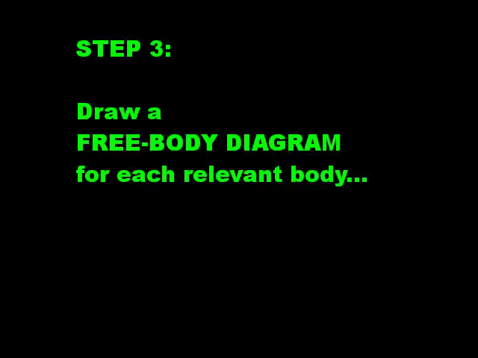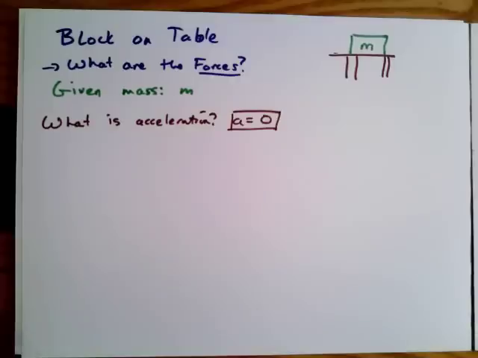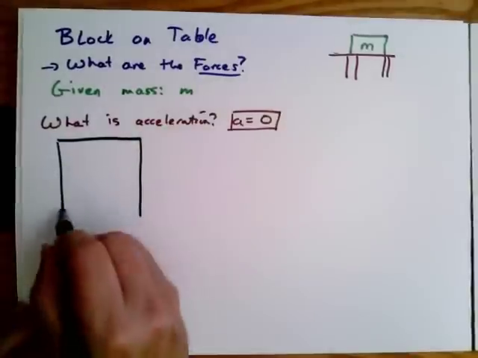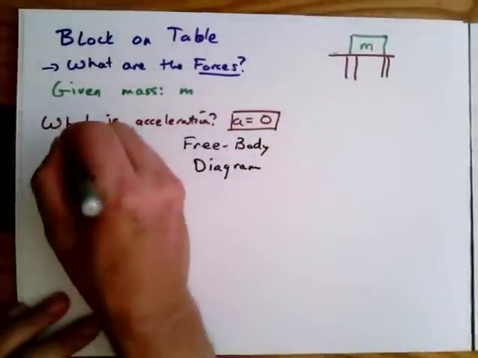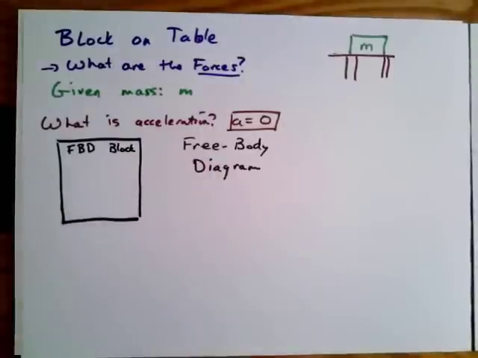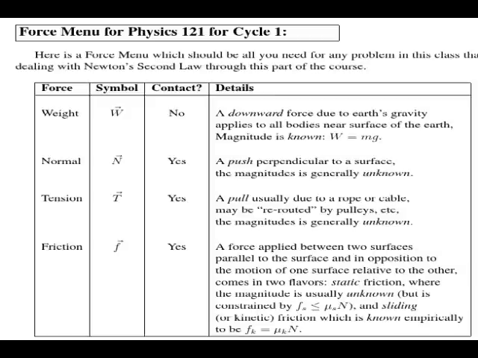Step 3. Draw a free body diagram. So we make a little square for our free body diagram. This is a free body diagram of the block. We represent the block as a point-like object. We use the force menu.